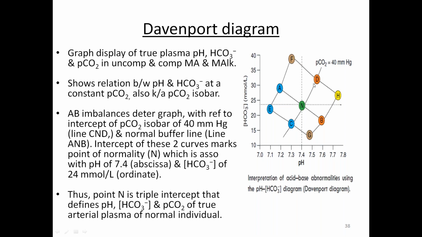This is your CND, and the normal buffer line is your ANB. Where these two intercept is this point N, which is basically at a pH of 7.4. If you see, this is your abscissa and ordinate, and they correspond to the normal bicarb value of 24 millimoles per liter. So this point N is your triple intercept. This defines pH, HCO3 and PCO2 of true arterial plasma of any normal individual.